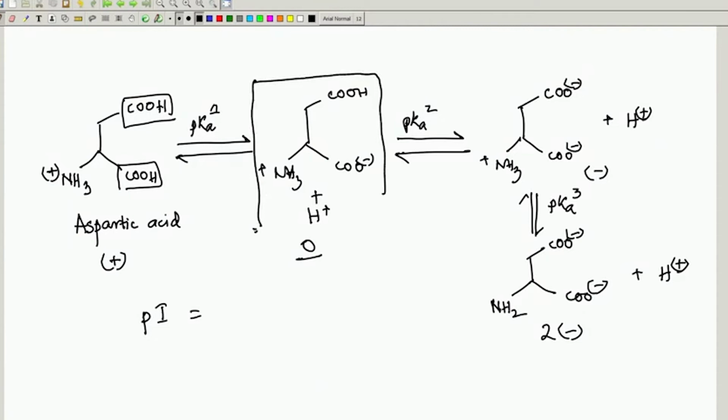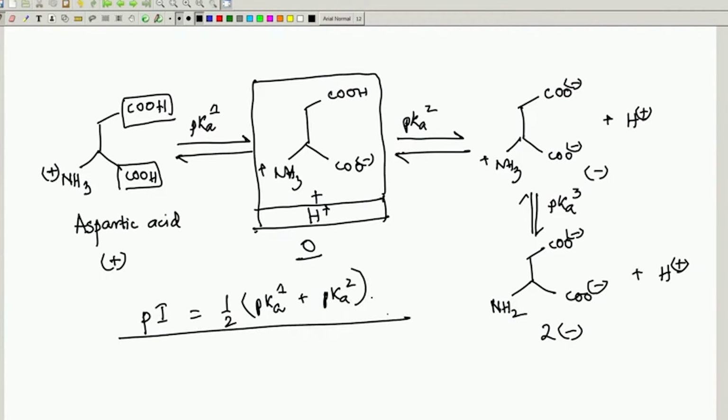Yeah. So, this is the zwitterionic form, excluding the H. On the left is the unipositive one and on the right is the uninegative one. So, pI will be half of pKa1 plus pKa2. So, this is your pI. Interestingly, the third dissociation constant does not take part in the formula of the pI.